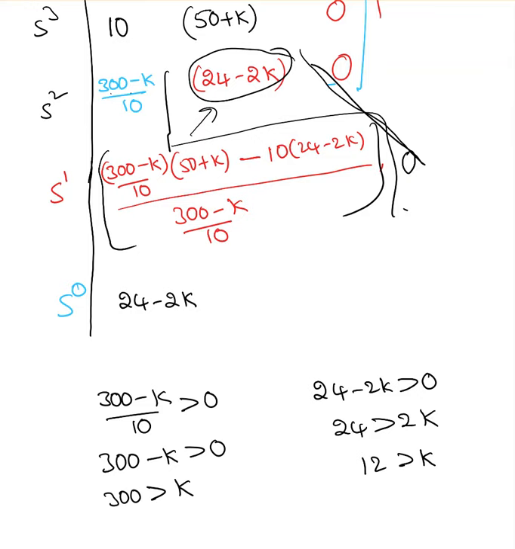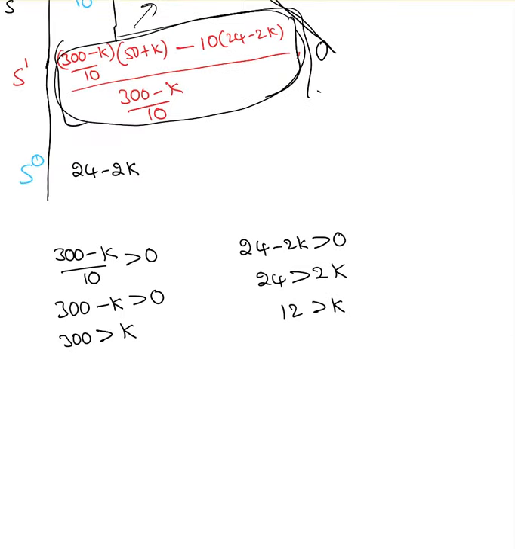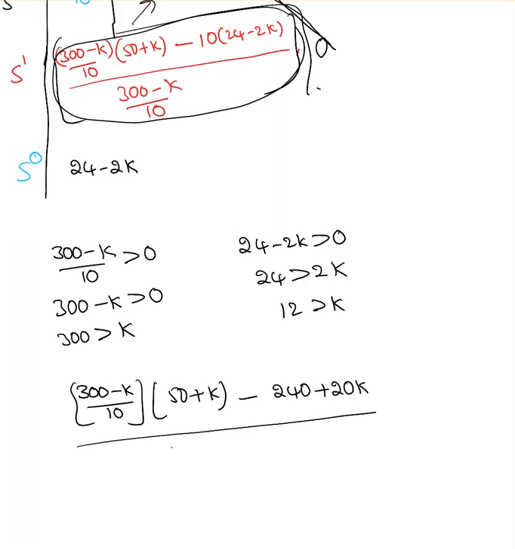So I end up with two conditions, but at the same time it must satisfy this big equation too. So what do I have? The big equation here: I have 300 minus k over 10 times 50 plus k, minus 240 plus 20k, over 300 minus k over 10. This must be greater than 0.